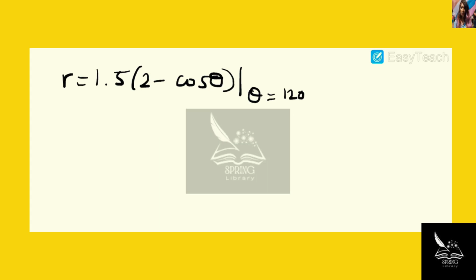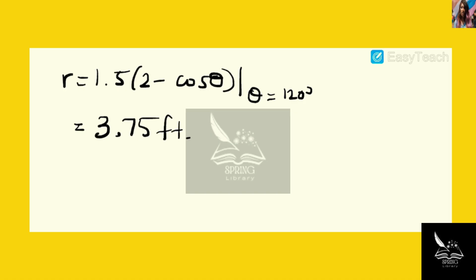So what we can do first is solve for our accelerations in the radial and theta directions. We can take our equation, r equal to 1.5 times 2 minus cos theta, and solve for that when theta is equal to 120 degrees. So when we plug in 120 for theta, we see that r is equal to 3.75 feet.